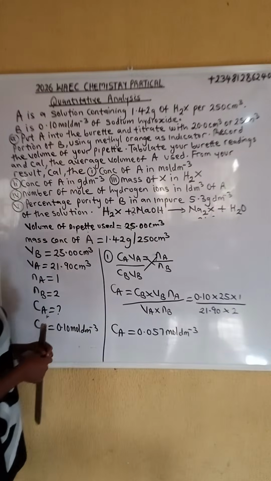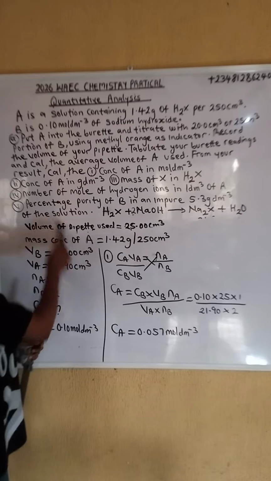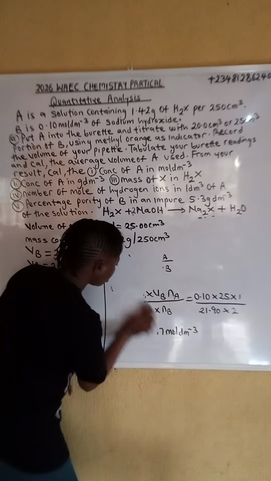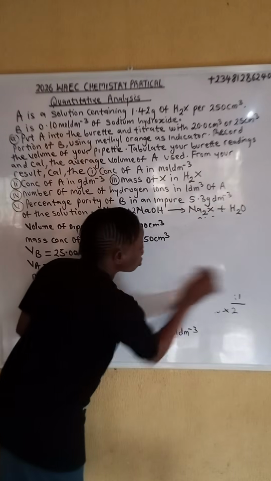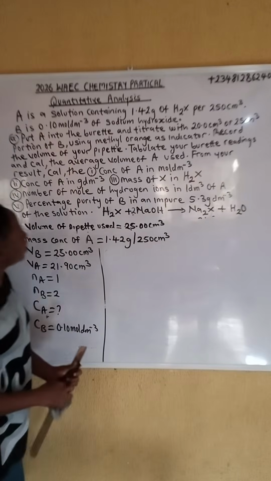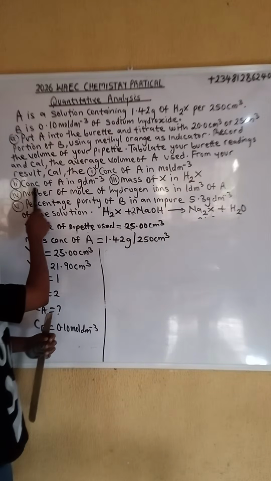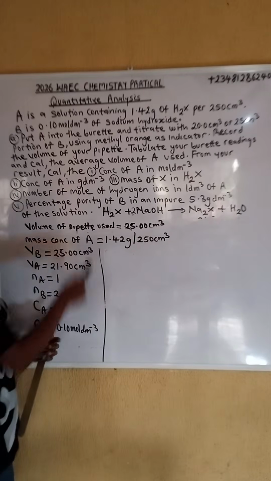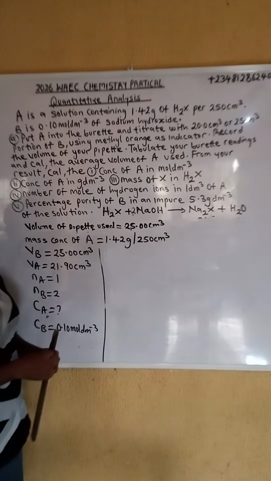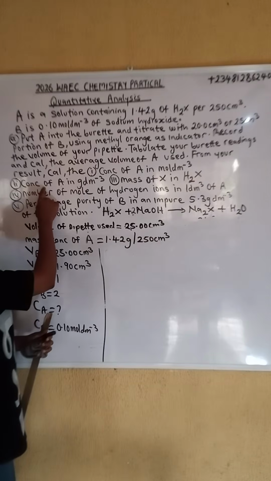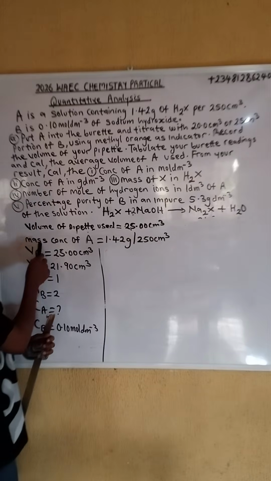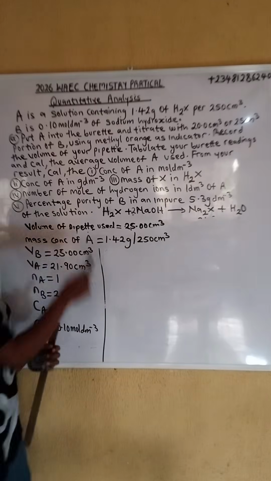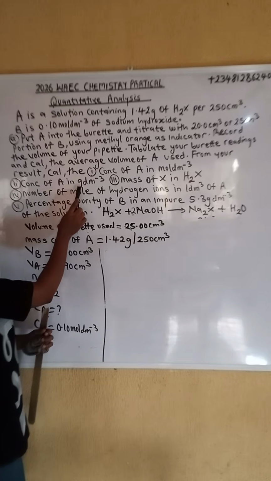So we have answered question 1. Let's move to question 2. Question 2 says calculate the concentration of A in gram per dm cube. Is there anything given on this A? We have the mass concentration of A in gram per centimeter cube, and they say calculate the concentration of A in gram per dm cube.